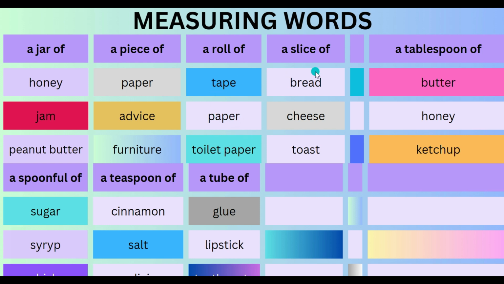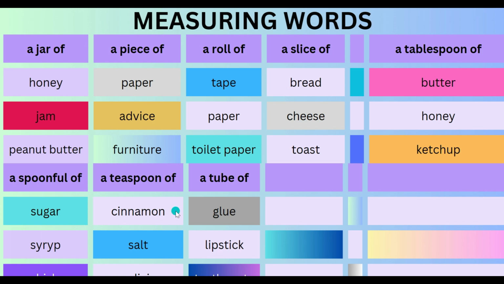And similarly, a slice of. These things we slice off, so that's why we say a slice of bread, a slice of cheese, a slice of toast. A tablespoon of. We use these things in tablespoon quantity, so we say a tablespoon of butter, a tablespoon of honey, a tablespoon of ketchup. A spoonful of sugar, a spoonful of syrup, a spoonful of whiskey. A teaspoon of cinnamon. In India we call this dalchini. We use it to make tea. It is a spicy ingredient in biryani and many other kitchen dishes.